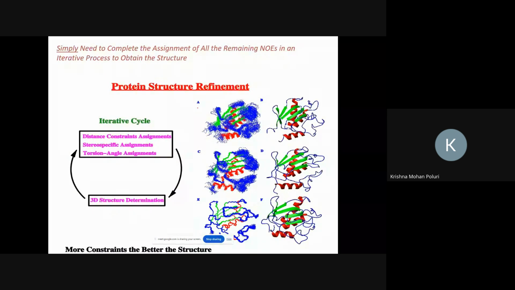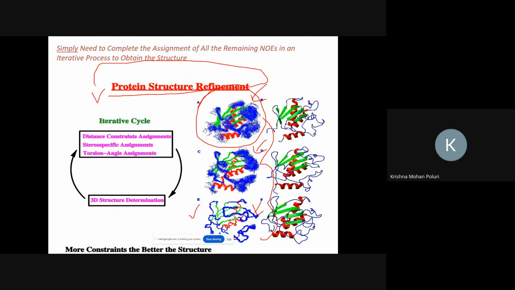So you put the restraints and you go through an iterative cycle of structure calculation. Initially you have fewer restraints, you have a worse structure. Now you add more distance restraints, you get a better structure. You add much more, then essentially you see a very nice structure. That is why, when you do protein structure refinement using NMR spectroscopy, in the Protein Data Bank you always put something like 5 structures or 10 structures. You call it an ensemble of structures.